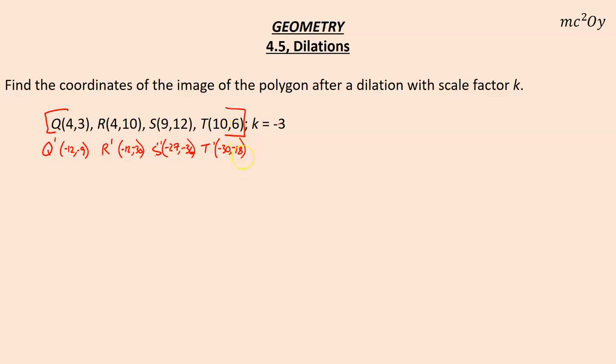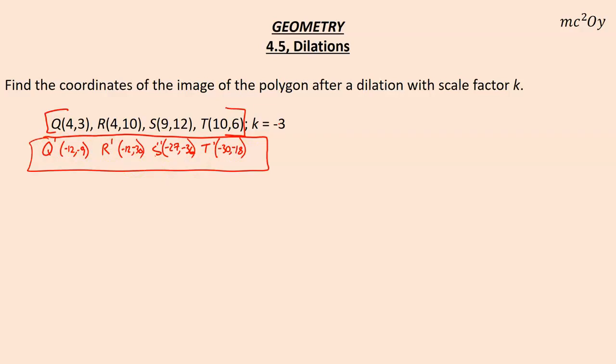So my new coordinates, when multiplied by a scale factor of -3, is Q prime -12, -9, R prime -12, -30, S prime -27, -36, and T prime -30, -18. I meant Q prime and R prime here.